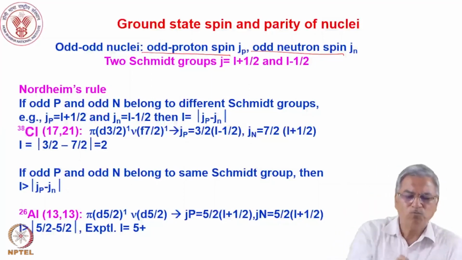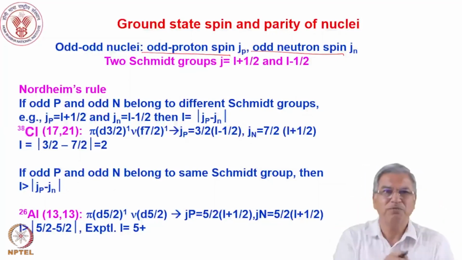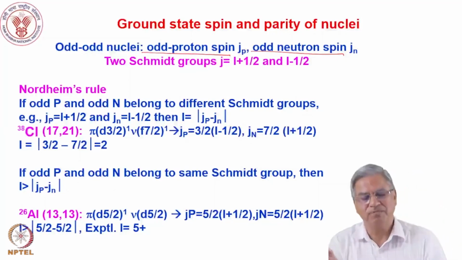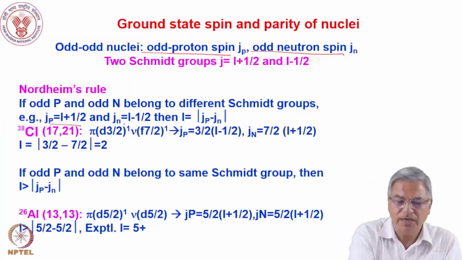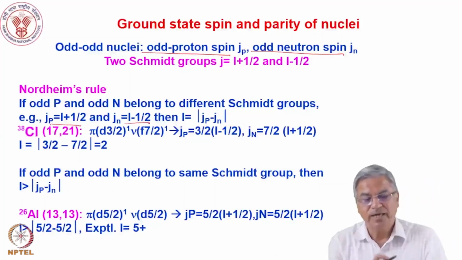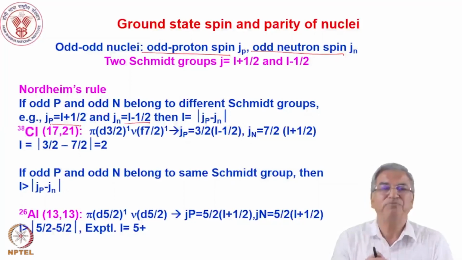So if the odd proton and odd neutron belong to different Schmidt groups, that means one of them is L plus half, the other one is L minus half, and vice versa. So if Jp is L plus half and Jn is L minus half, then J, the spin of the nucleus, is the magnitude of Jp minus Jn.